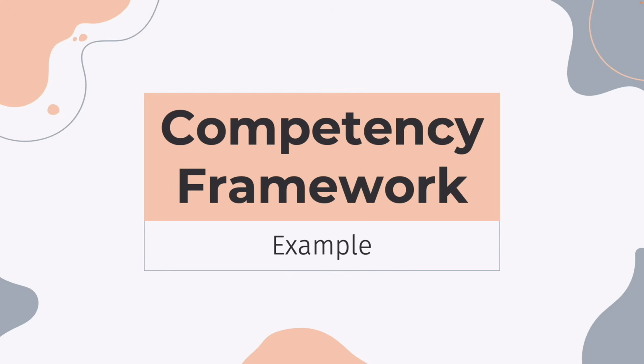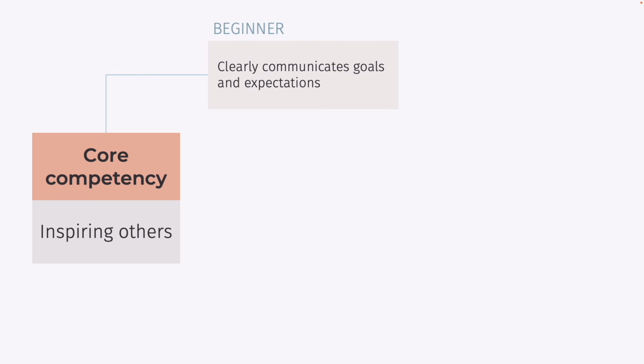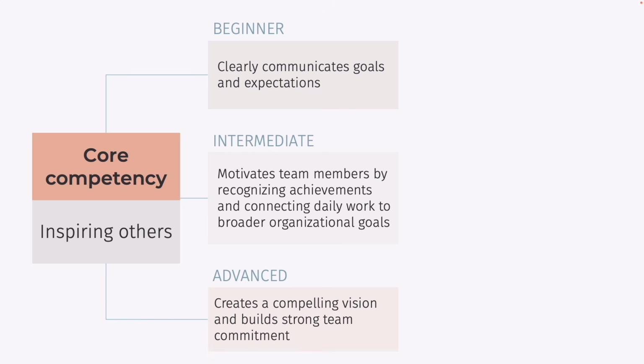For example, let's say that your company has a leadership competency called inspiring others. At a beginner level, that might mean clearly communicates goals and expectations. At an intermediate level, it could look like motivates team members by recognizing achievements and connecting daily work to broader organizational goals. At an advanced level, it could look like creates a compelling vision and builds strong team commitment. You can now design learning that matches.